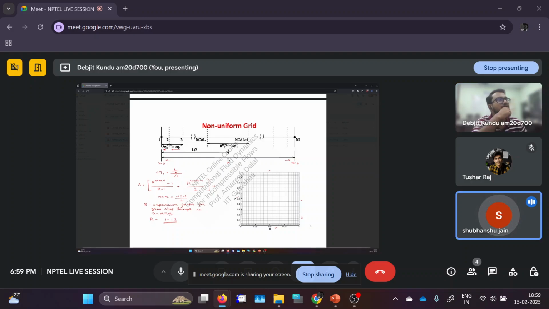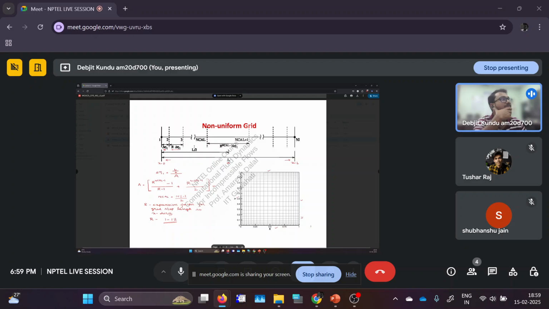Sir, is this equation derived from the figure above, or is it an equation we have just created? No, no, there's a proper mathematical derivation of it. It may not have been discussed in the lecture, but we can understand from the mathematical form of the equation. The only thing is there should be some dependence on the point where we are residing, like having some i dependence over here.